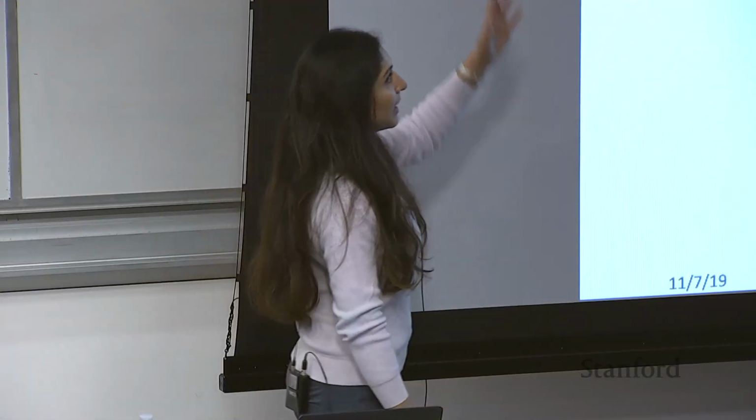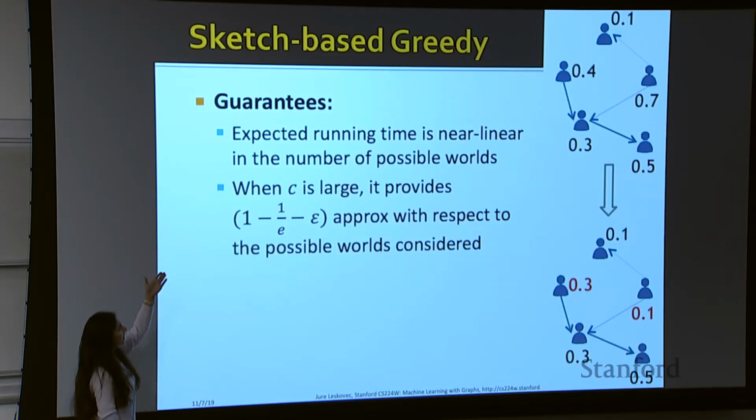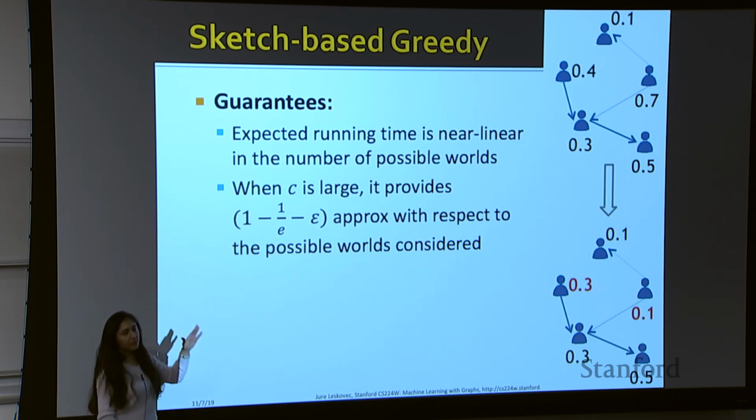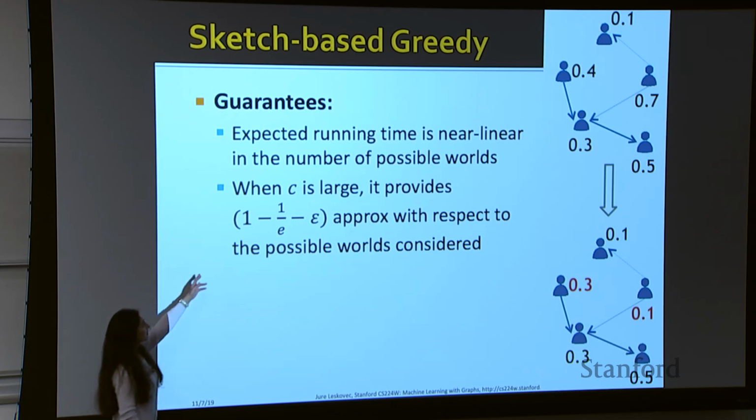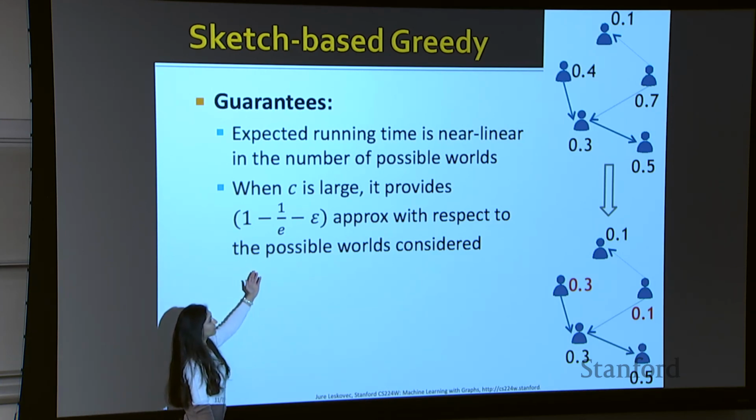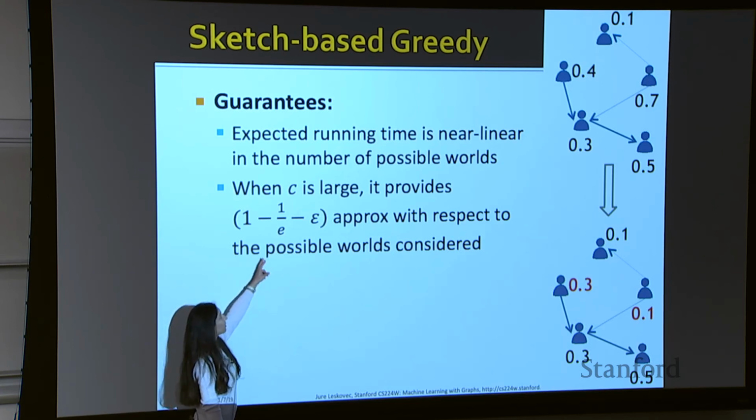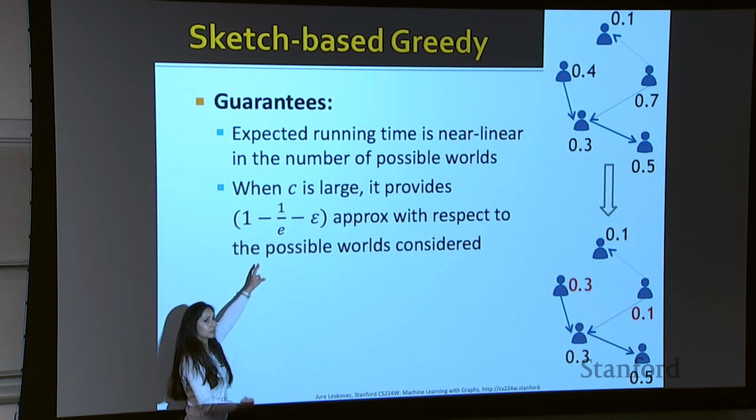Okay, so now after I did this pre-processing, I can find the answer in linear time. The expected running time would be near linear in the number of possible worlds, and possible worlds is this C. If this C is large enough, and large meaning we will see in the experiments like 64 or 128, not 10,000, then we are guaranteed to get this approximation with respect to greedy. So this is now an approximation to greedy, not to the ground truth.